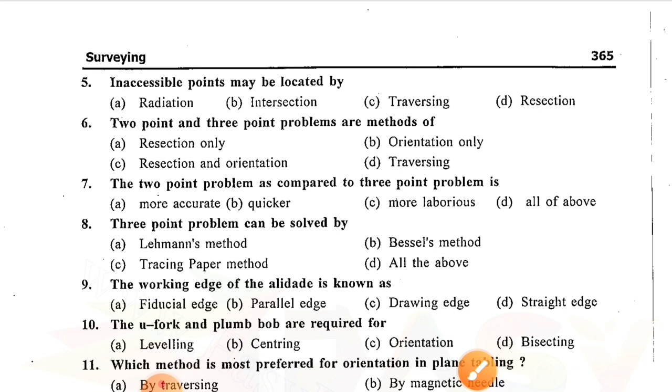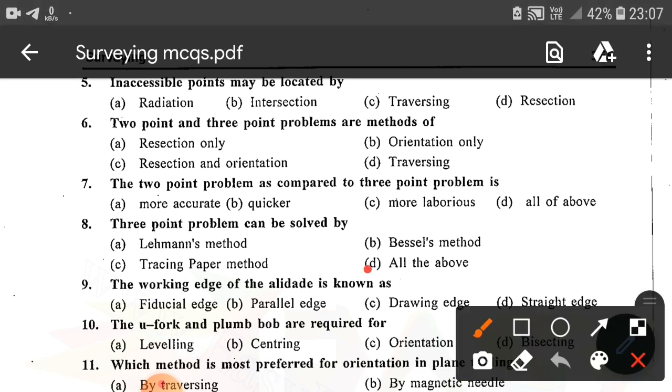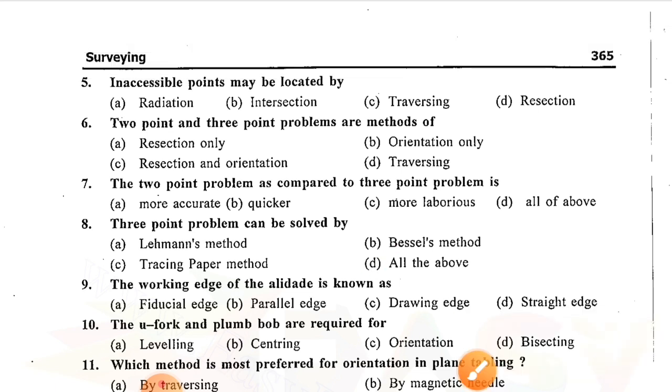Question number 8, the 3-point problem can be solved by. Option A, Lehmann's method. Option B, Bessel's method. Option C, tracing paper method. Option D, all the above. Option D is correct, all the above. Question number 9, the working edge of the alidade is known as. Option A is correct, fiducial edge.